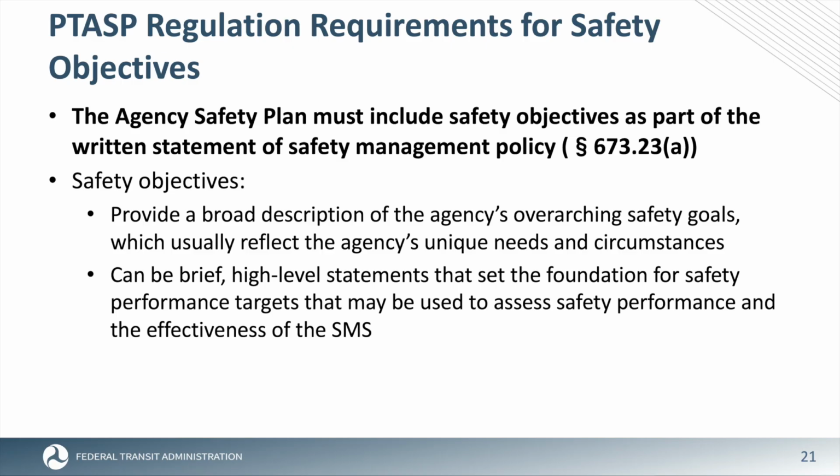So far, we've covered how the available safety data can help your agency with activities like setting safety performance targets or supporting your agency's safety risk management process. But your agency can also use safety data to support another requirement, and that's the requirement to establish safety objectives. As a reminder, safety objectives provide a broad description of the agency's overarching safety goals, and they typically reflect that agency's unique needs and circumstances and perspective.